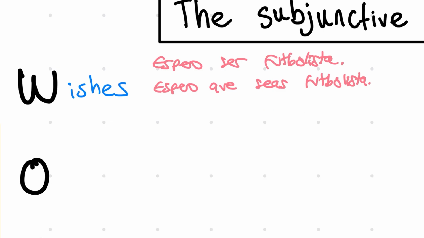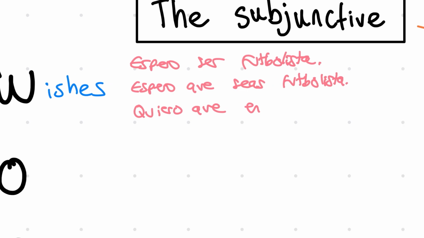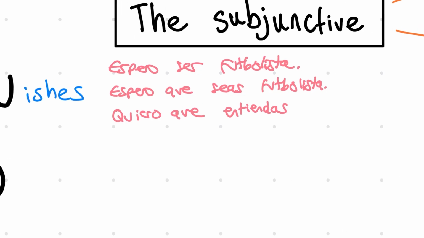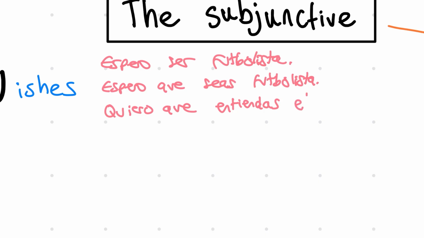Okay, another example of a wish can be with the verb quiero, I want. So if I say quiero que, I want that, you understand. Entender is to understand. I'll talk about the conjugations once I go through this acronym WHOOP, but entiendas, I want you to understand, or I want that you understand. Entiendas el subjuntivo. So this means that I want you to understand the subjunctive.